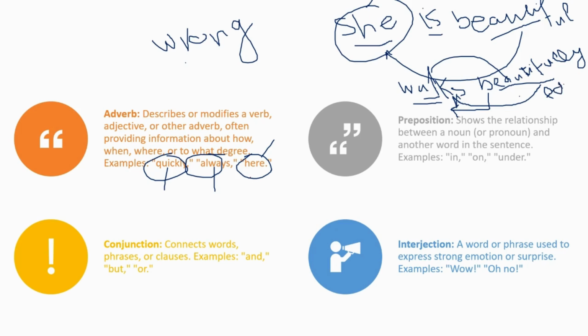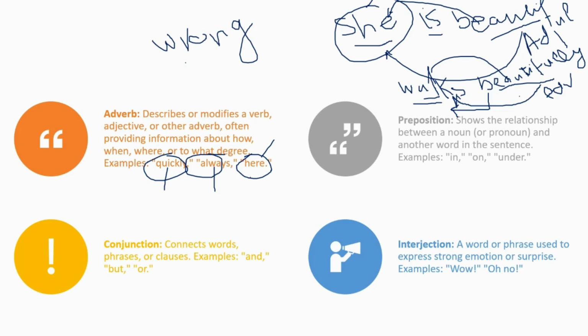Here, beautiful is qualifying or modifying she. So she is a noun, and this is an adjective. Okay. I hope you will not forget it in future.